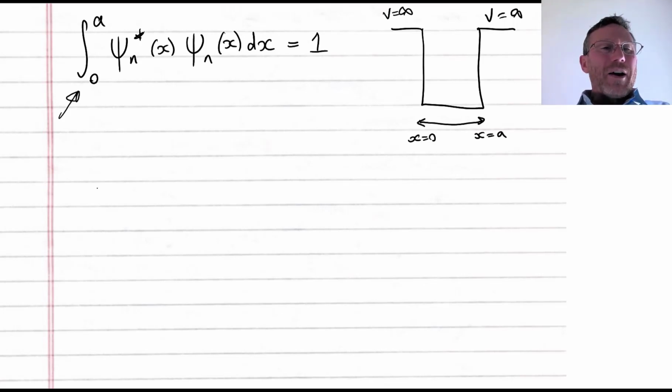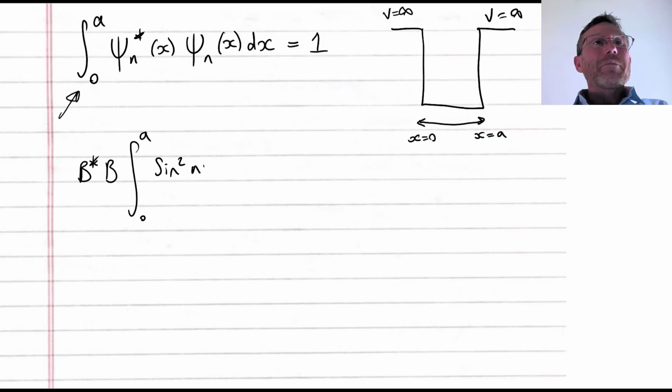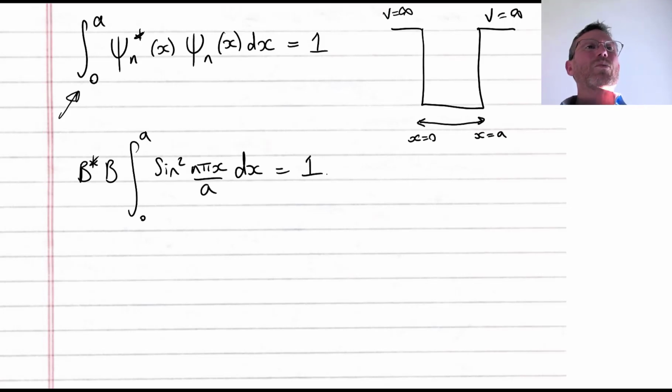So what else can we write? We can also write this in a different way. We can substitute for our wave function, b, and here's our integral from 0 to a of sine squared n pi x over a dx, and we know that that now is equal to 1.